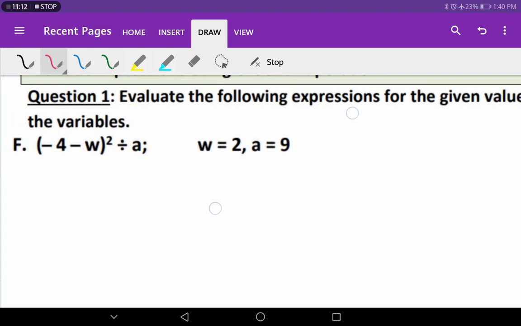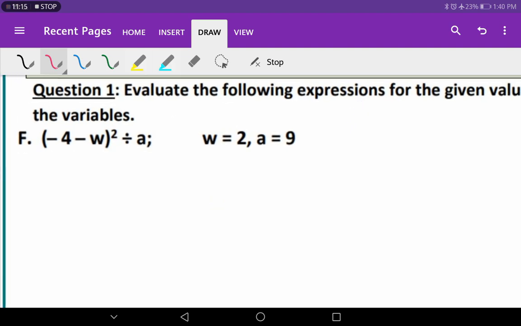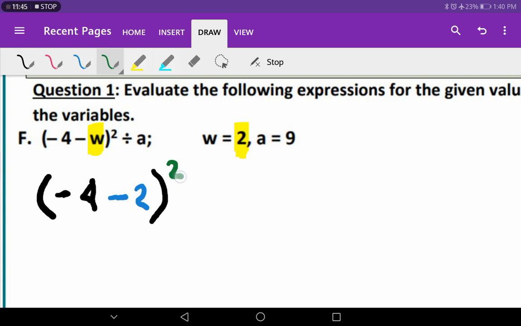Here I have power, I have negative numbers. The life looks hard, but actually step by step you will make it easy. I just replace in the first step every time. Negative W, which is the W here, it is 2. Yes, let us write it. It is negative 2 raised to the power 2. And I'm finished from this.